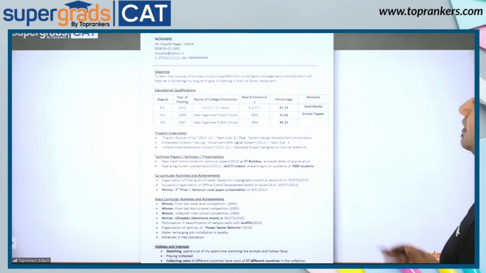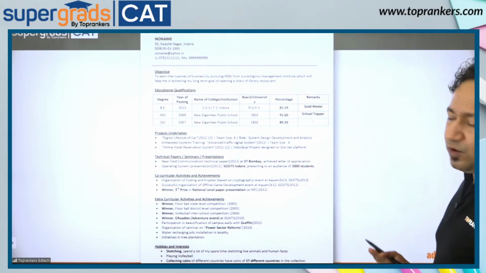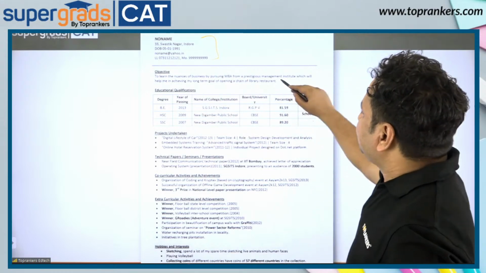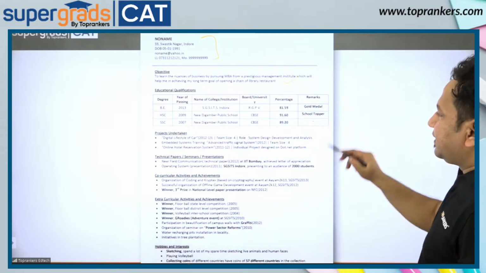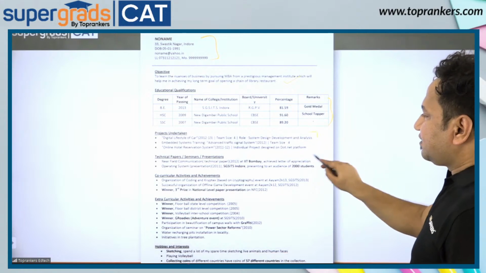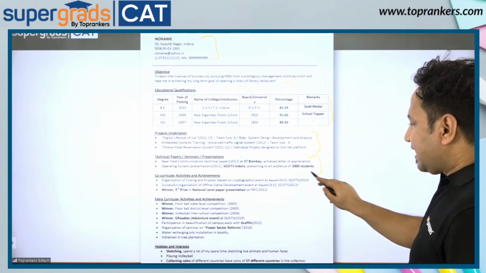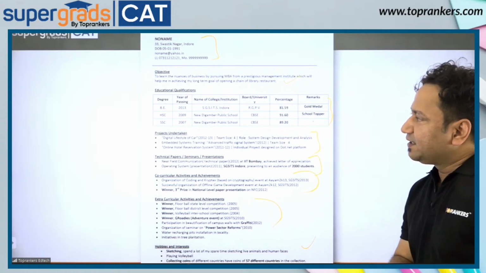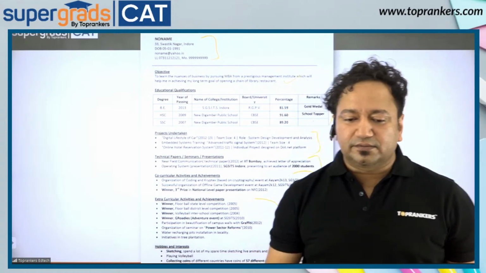This is a CV in which details are already filled. So here, the name and address are there, and the objective is there. I'll upload it, of course. Education qualification, projects undertaken, technical papers, co-curricular and extracurricular activities, and hobbies and interests. So I'll upload all of this, and you can access it.